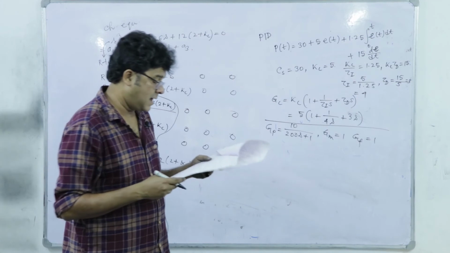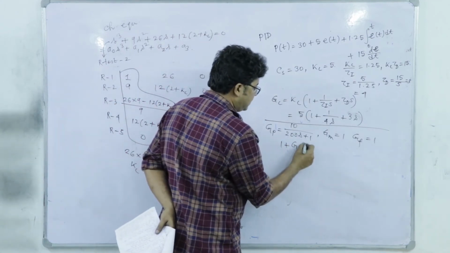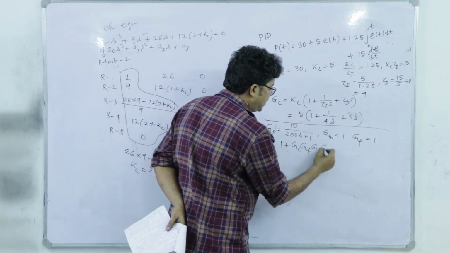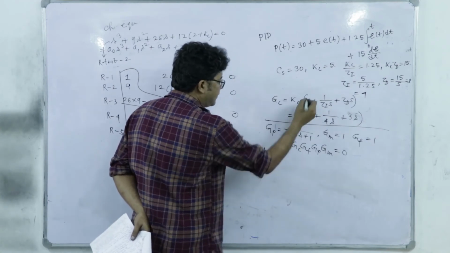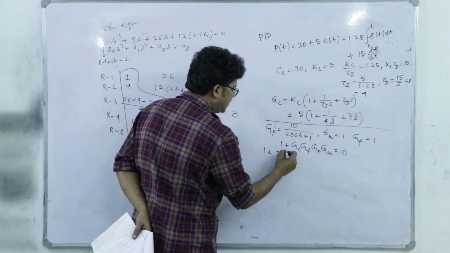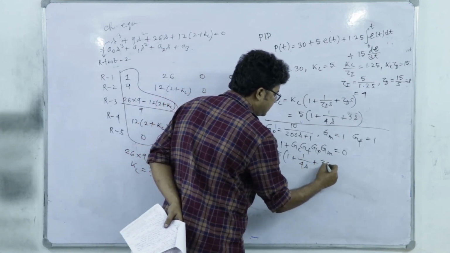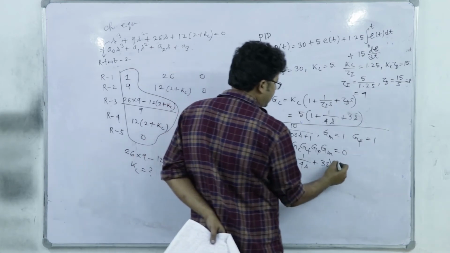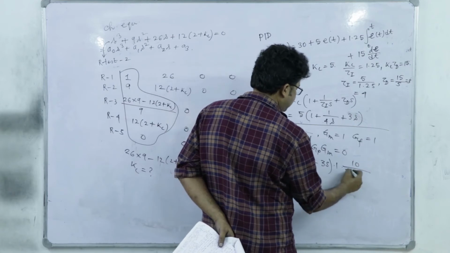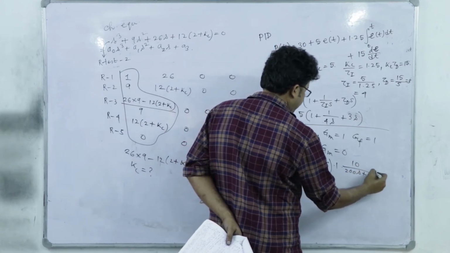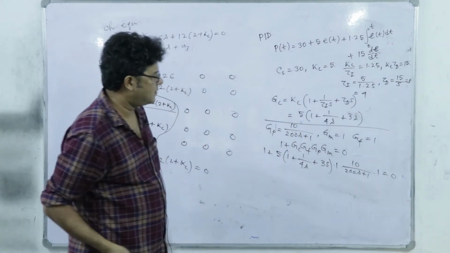What is asked is the characteristic equation of the closed loop. So it is 1 plus Gc GF Gp GM equal to 0. Initially we calculated the controller transfer function as 5 times (1 plus 1 divided by 4s plus 3s), multiplied by GF, that is 1, Gp, which is 10 divided by (200s plus 1), multiplied by 1, equal to 0. Now you rationalize that and get the exact transfer function.